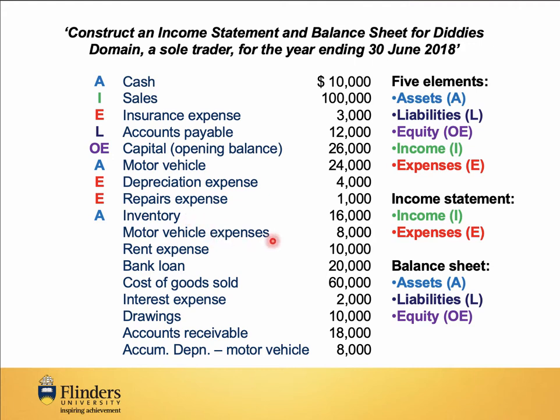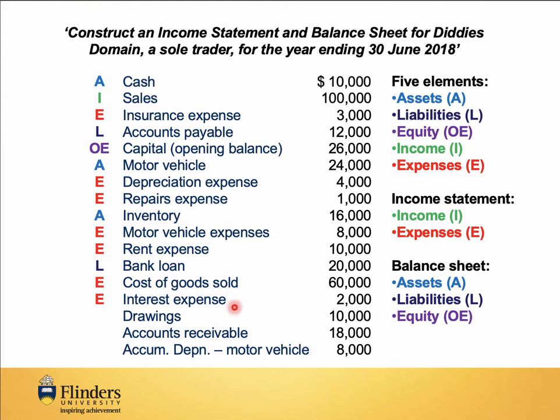Motor vehicle expenses. So motor vehicle expenses may be the running expenses like fuel costs. So that's an expense account. Rent expense, again, it's very obvious, it's an expense account. Bank loan. Loan is a liability. This is a non-current liability account, so liability. Cost of goods sold, that's an expense account. Interest expense, very obvious, it's an expense account.